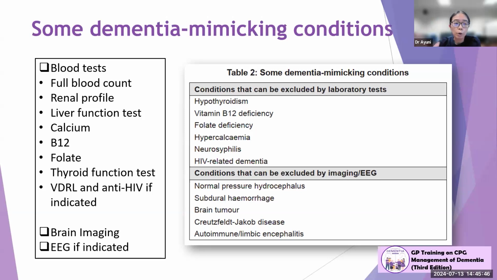Okay. So to make it easy for yourself, after you suspect, you take the history, do the physical examination, and then do the blood tests: full blood count, renal profile, liver function test, calcium level, B12, folate, thyroid function, VDRL or HIV if indicated. Then you can rule out the majority of the dementia-mimicking conditions. If you can, order a brain scan, CT brain or MRI. If you cannot, then you refer, and the specialist will order. EEG, I think GPs, don't forget about it, you refer.